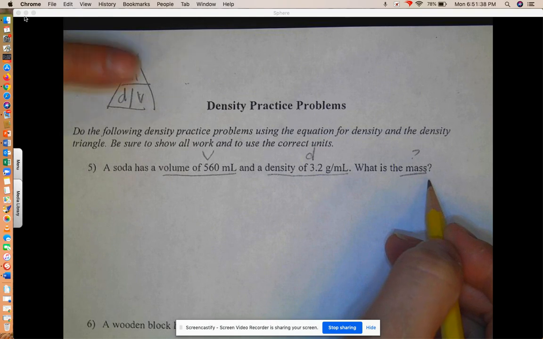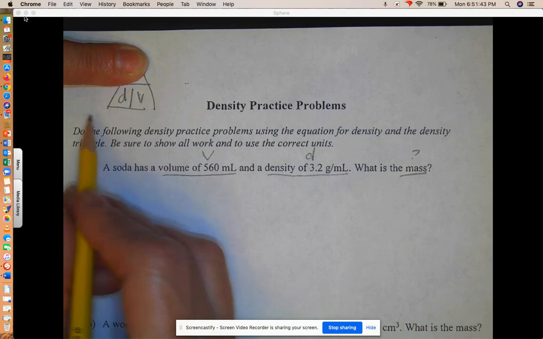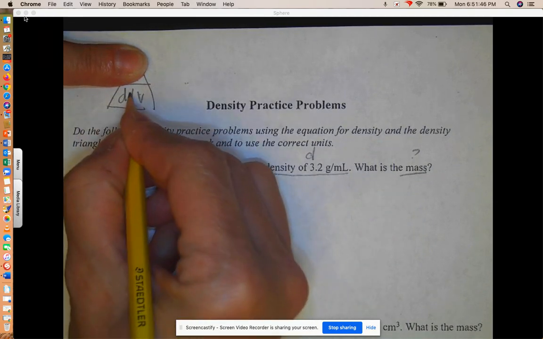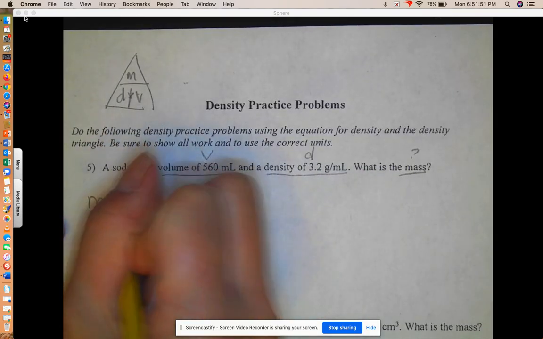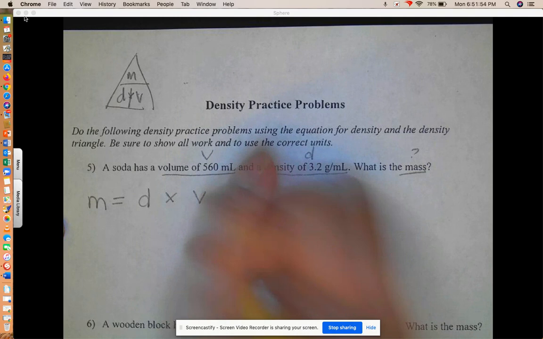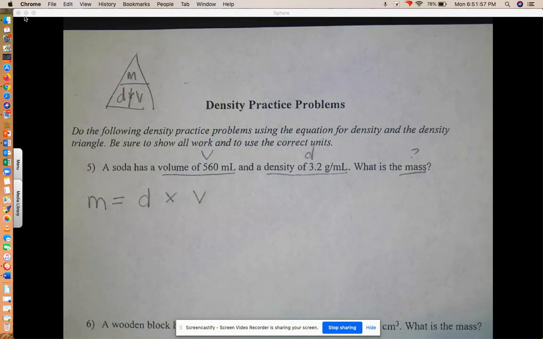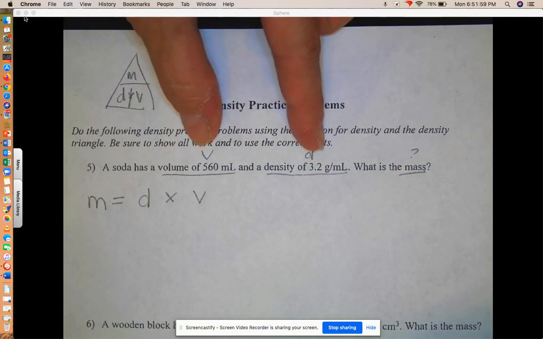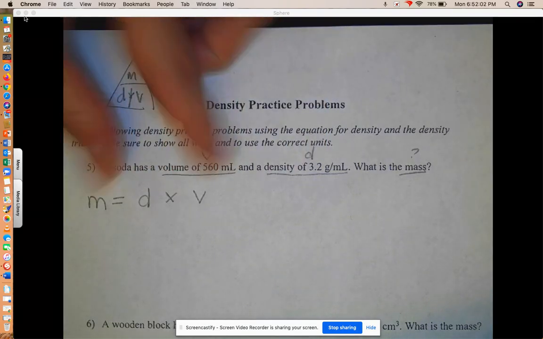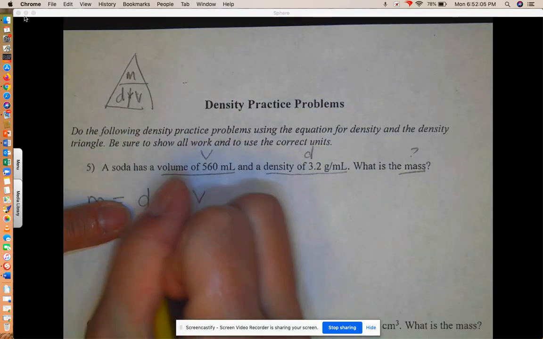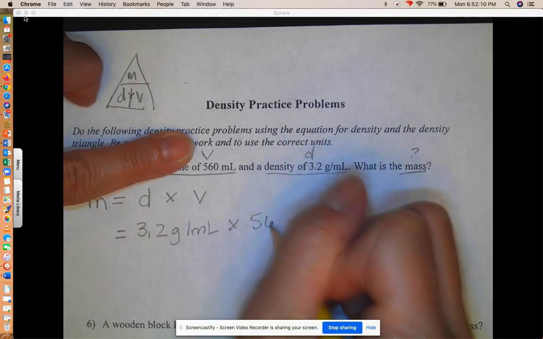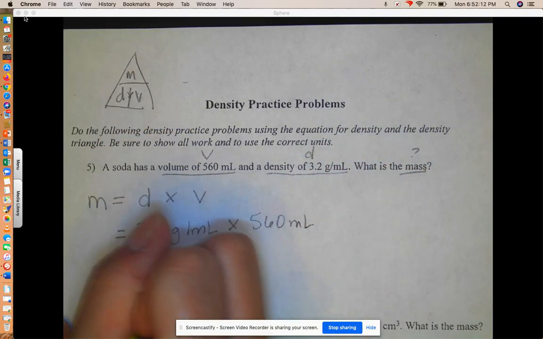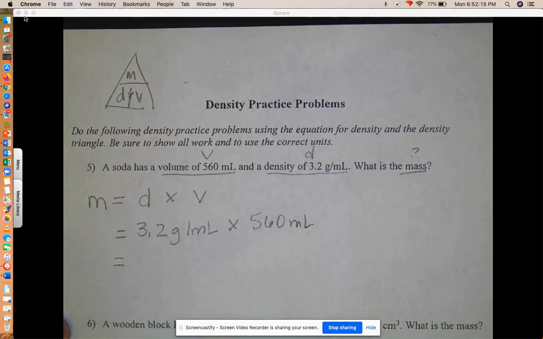So in our triangle, notice this, pay attention, don't miss this, cover up the M, and the formula tells you what to do. So if D and V are beside each other, you're going to multiply them. So your formula would look like this, M equals D times V. So then you use your numbers from your problem and just plug them right in your formula where they go. So we're going to plug in the density first, which is 3.2 grams per milliliter. Plug in your volume, which is 560 milliliters. And now you just have a very simple multiplication problem.